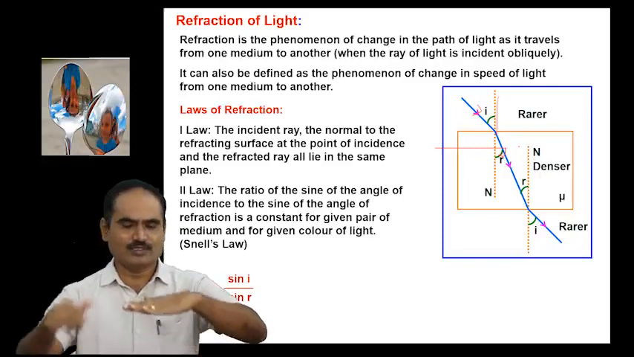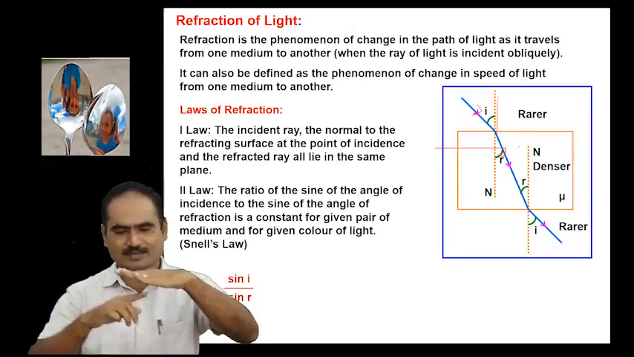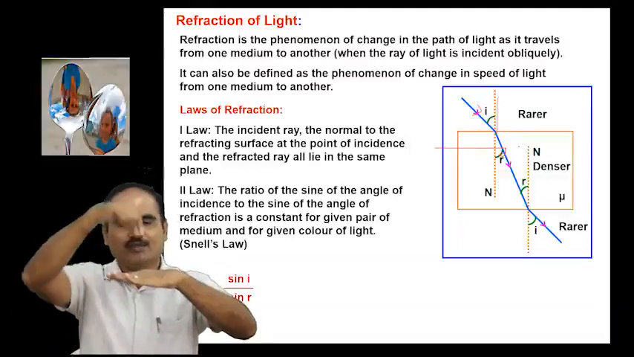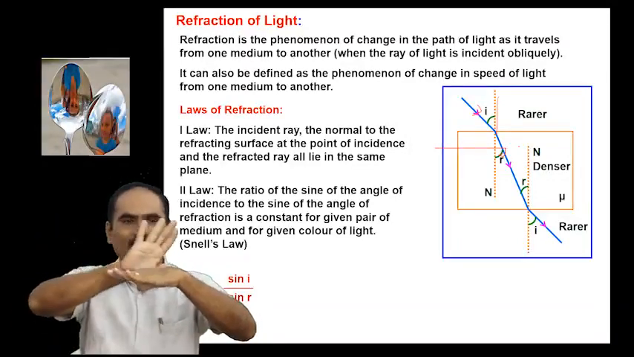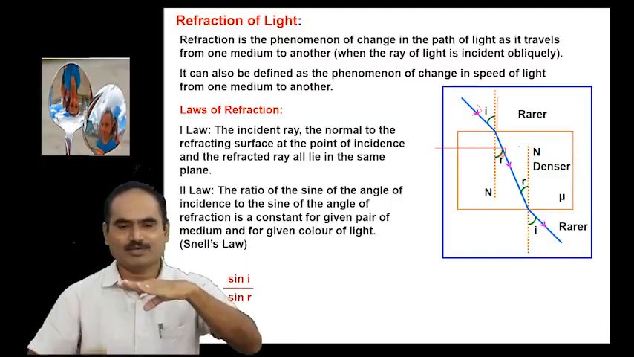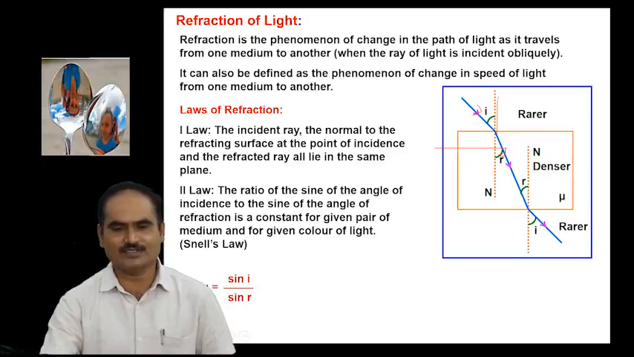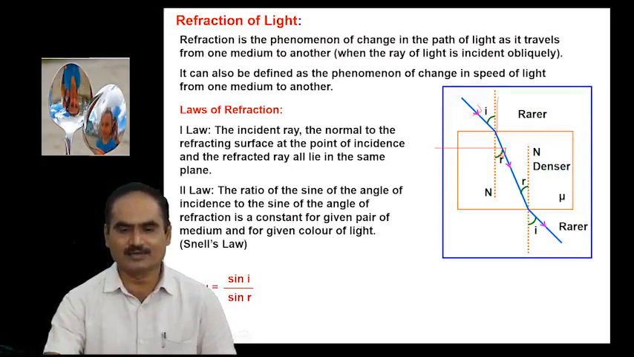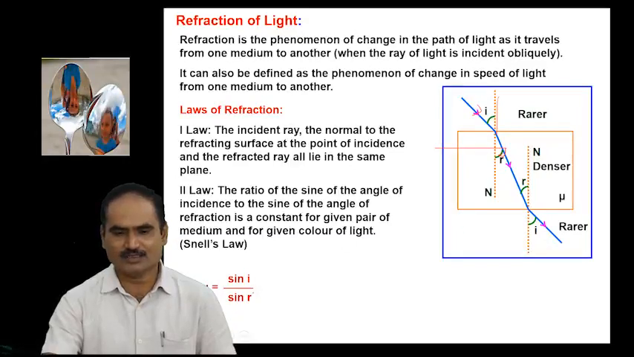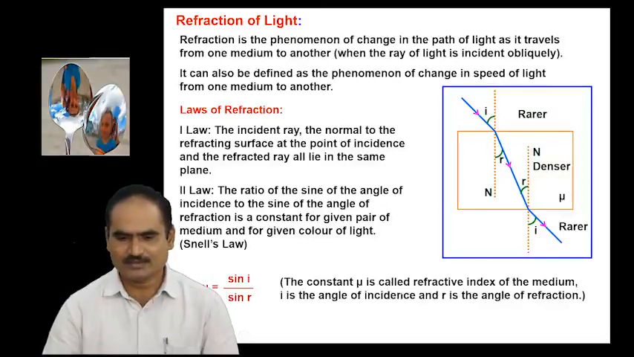It means that suppose you consider a light ray incident here and it goes like this, then you draw a normal, and all these are in the same plane, as in the previous one. Then the other law: the ratio of the sine of the angle of incidence to the sine of the angle of refraction is constant for a given pair of media and for a given color of light. Right? So that ratio is a constant. That constant is called the refractive index. Later on we will study these things. So let us see this with some examples.